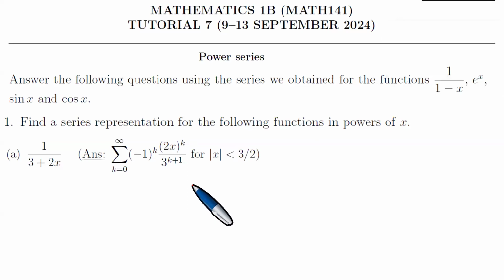In this lesson, we shall focus on Mathematics 1B, MATH141, Tutorial 7. Right, we are looking at power series. And what are these power series in essence?